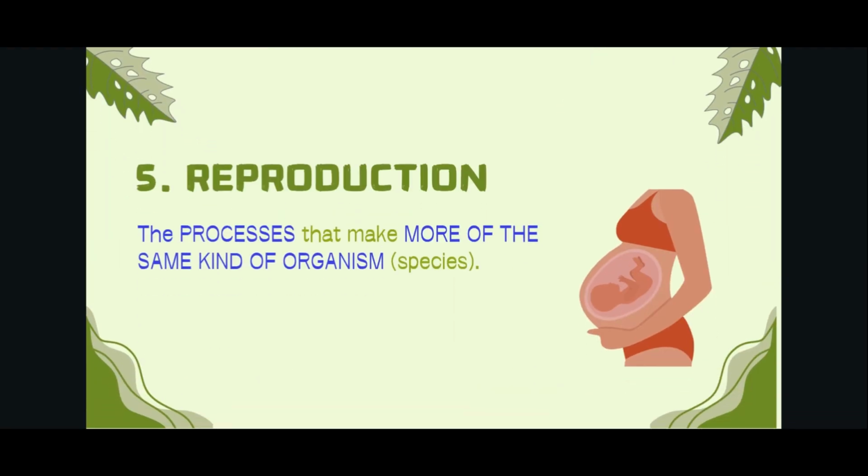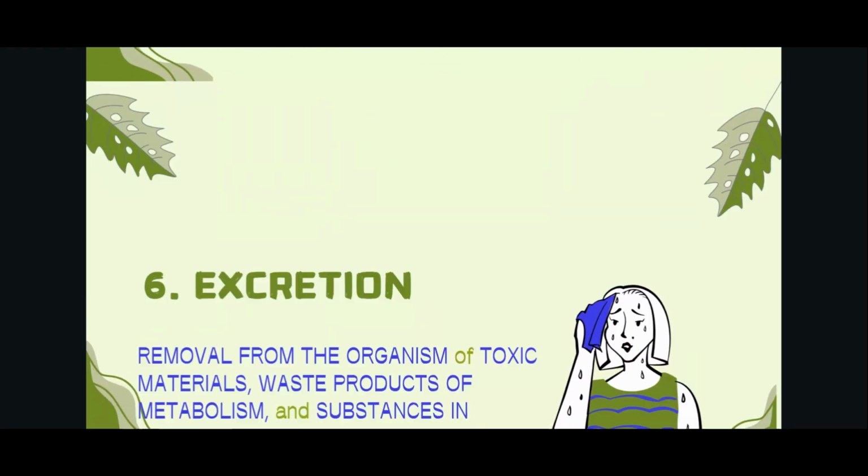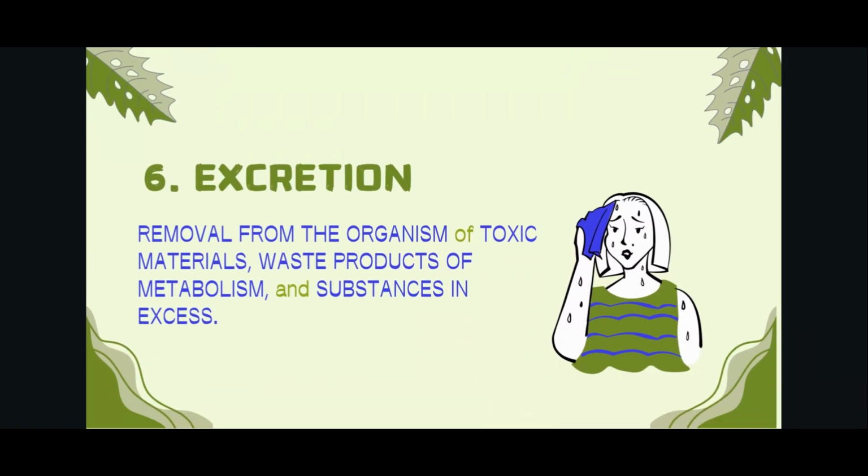R again, for reproduction. This is simply the process that makes more of the same kind of organism, essential for the continuation of the species, even if an individual organism doesn't reproduce. E is for excretion. This is the removal from the organism of toxic materials, waste products of metabolism, and substances in excess of requirements. This covers everything from carbon dioxide and urea to excess salt.